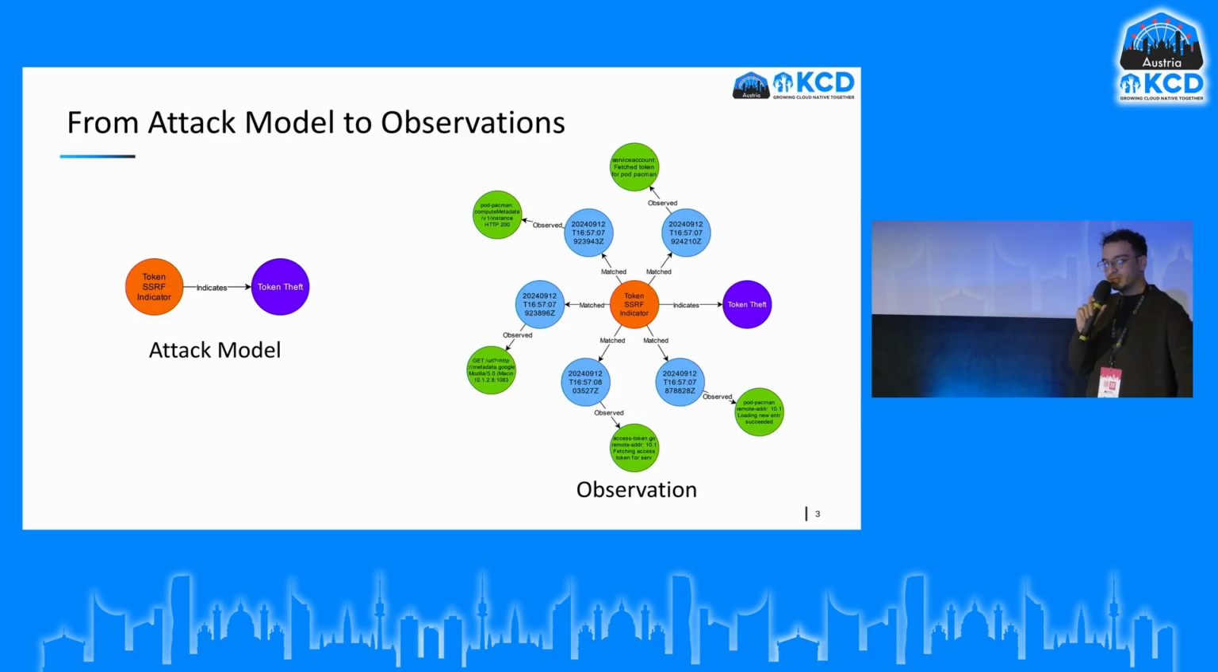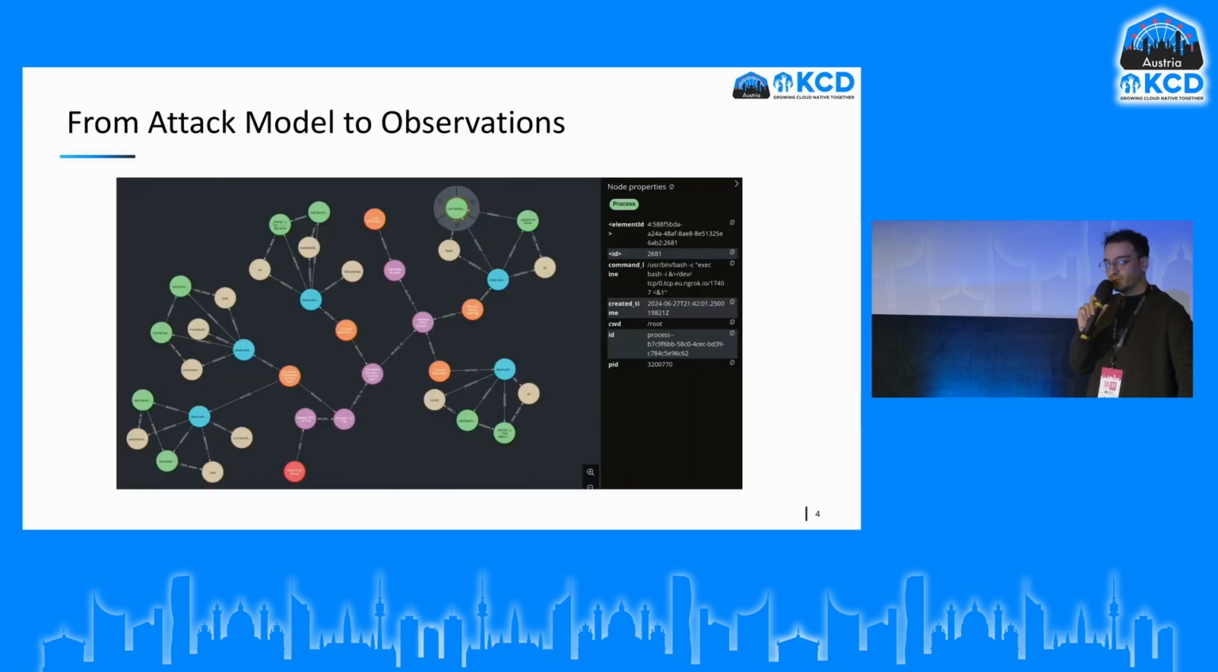Things look different in the real world, where we have much more complicated attacks. And here we can see such an attack model which we modeled and which we detected on the honey clusters. In this example, we have a container escape in Kubernetes, and yeah, it can get very complicated.